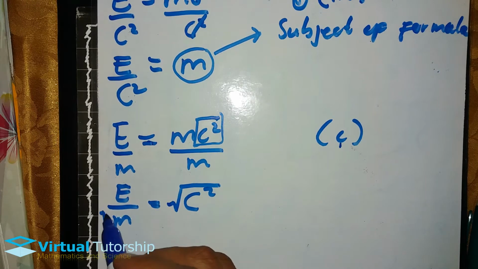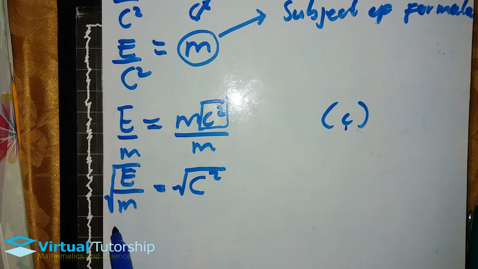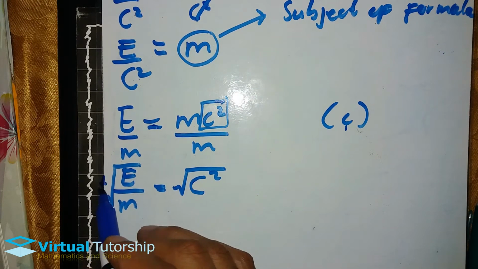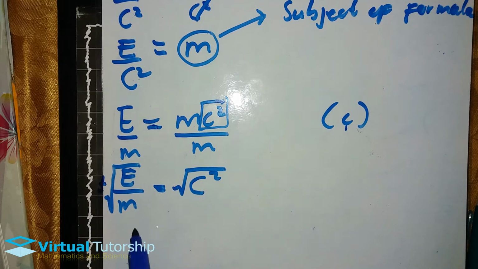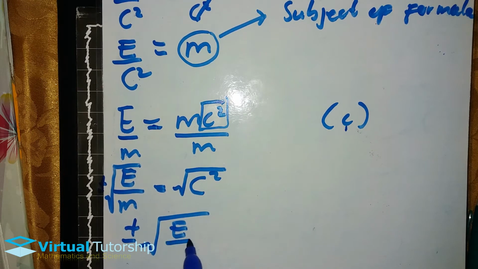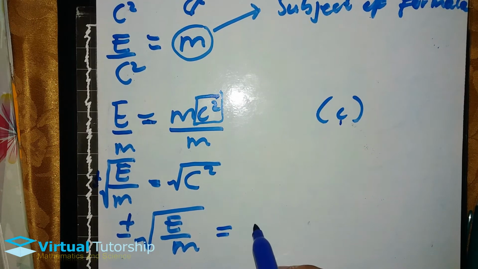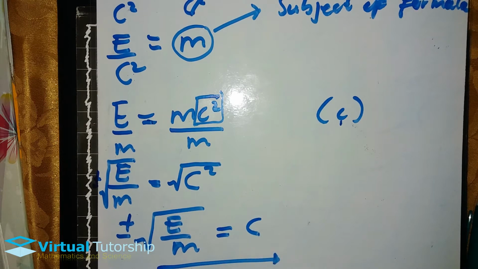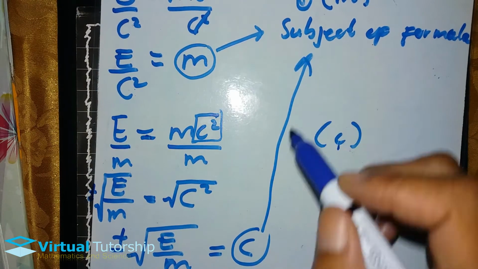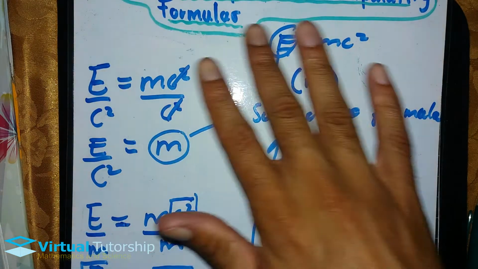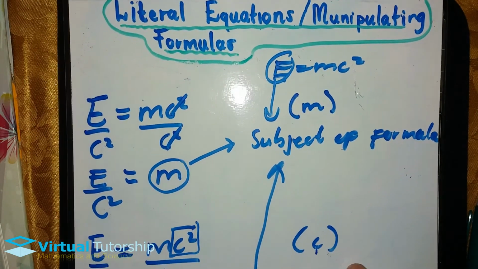Ngizo-square up both sides, ne? Ngizo-square up both sides, ngizothola a plus minus ngaba because I squared, ne? A square root produces a plus or a minus number. So it's a plus minus square root E over m is equal to C. So sesisolvile-ke for C, or simthethe samenza the subject of the formula, ne? This is what we call manipulation of formulas or literal equations.